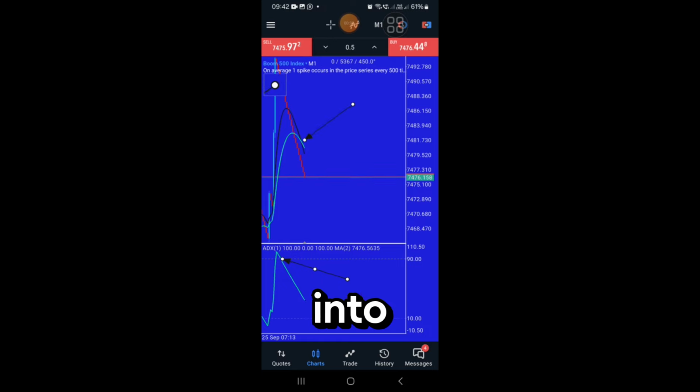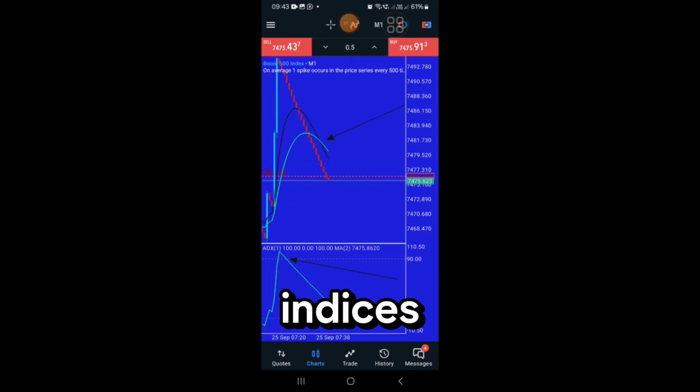Today, we're diving into an exciting strategy for boom and crash indices, where we'll teach you how to scalp trades, avoid getting caught by spikes, and maximize your profits. If you're tired of losing money to sudden spikes, stay tuned as we break down a powerful strategy using exponential moving averages and the ADX indicator.